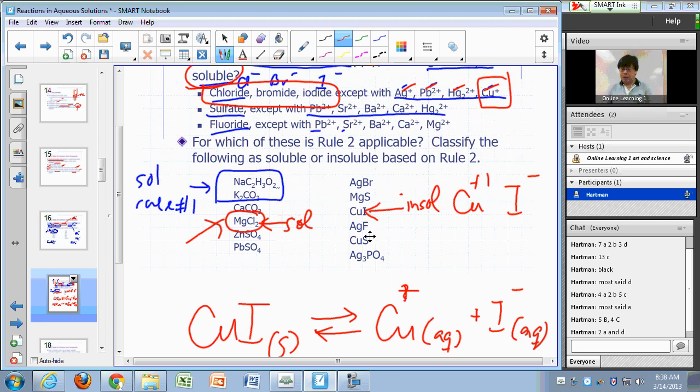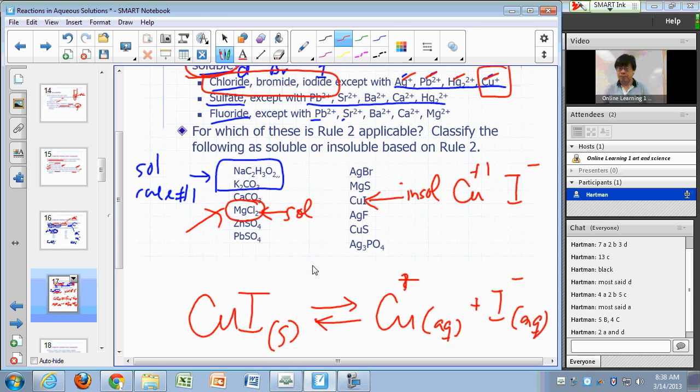All right, what else do we have? Sulfates. Let's look for sulfates. Do we see any sulfates?